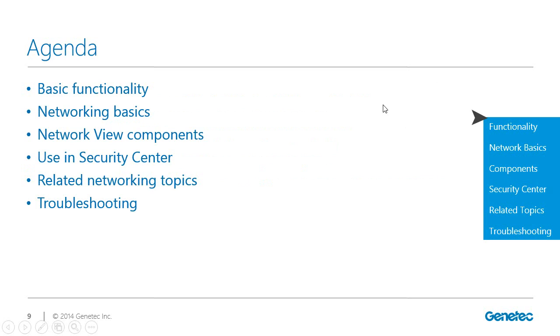Looking at the agenda for the webinar, we're going to talk about the basic functionality of the network view first, and then we're going to move on to talk about some network information, some basics here that you'll need. And then once we have that taken care of, we can move on to the components of the network view and how the network view is used in Security Center. Now we're going to take a look at some related networking information you might need after that, including a multi-NIC setup and what is needed for sending traffic over VLANs. And finally, we'll end with a few troubleshooting steps that could be helpful if you're having streaming issues going over your network.